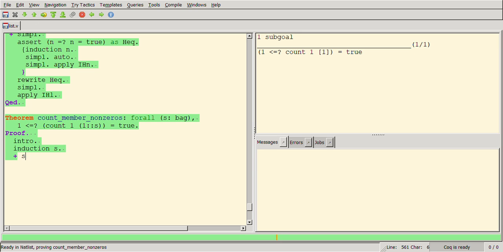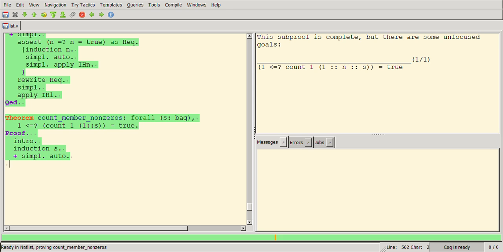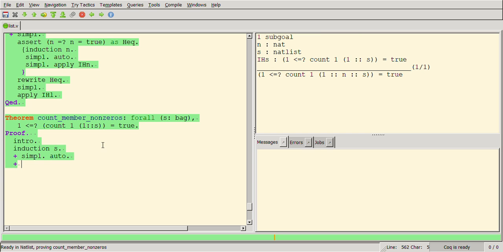We can simplify it, and when we simplify it, we get both sides the same. We can close this with auto, and now we can focus on the second sub-goal, and this too can be solved using simplification. We cannot use the inductive hypothesis for S, but if we simplify it, we directly get the two sides the same, so we can close this with auto.